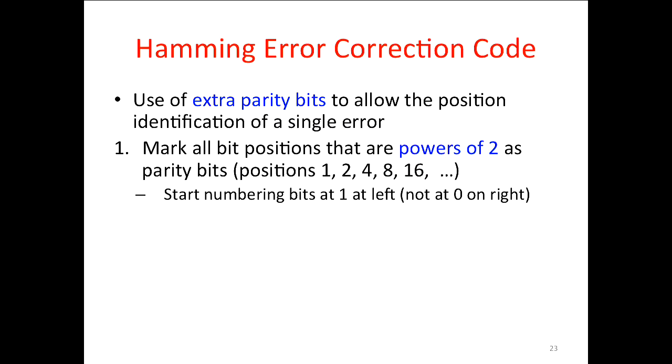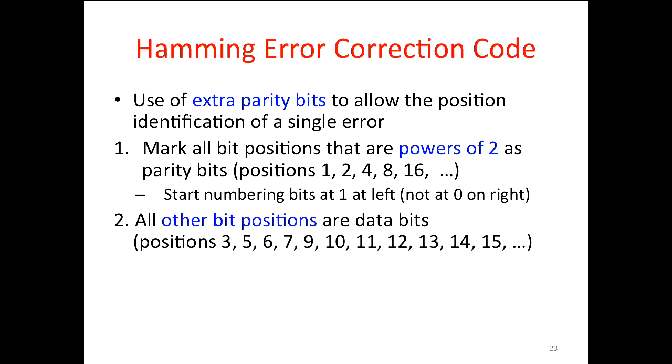So the idea is to start off with a string of bits, and take all the bit positions that are powers of 2: 1, 2, 4, 8, 16. We're going to start numbering the bits in this example from the left. Doesn't really matter, you can do it the other way around, but in these slides we're doing it from the left. And we're just going to use the other bit positions as data bits, right? So we're going to mix up parity bits and data bits together in a run of bits.